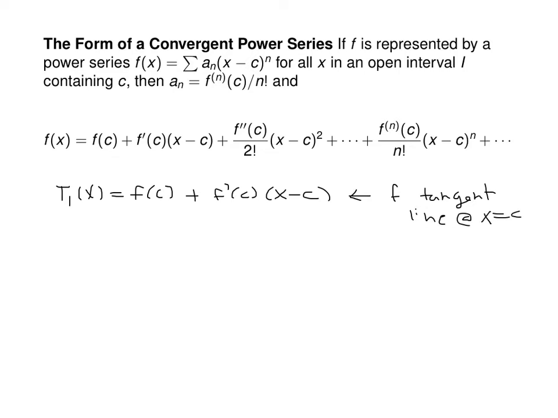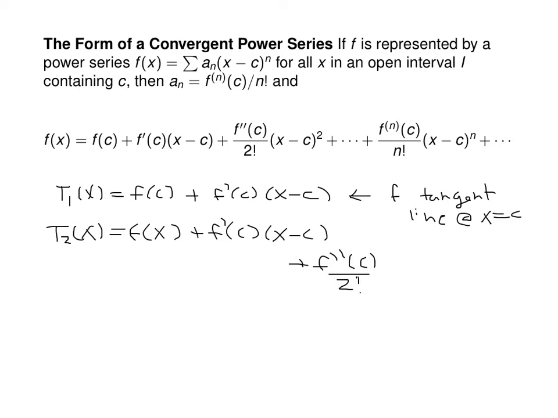And then the second degree Taylor polynomial was given by f of c plus f prime of c times x minus c plus the second derivative of f at c over 2 factorial times x minus c squared. And this uses a quadratic to approximate the function f near a point c. We found these coefficients by requiring that the derivatives match at those points.